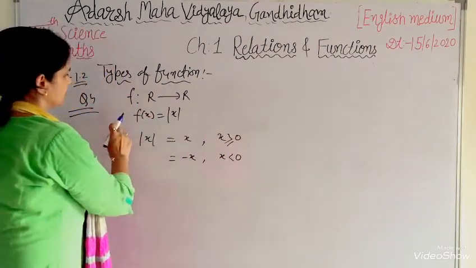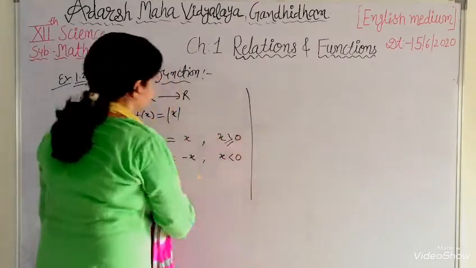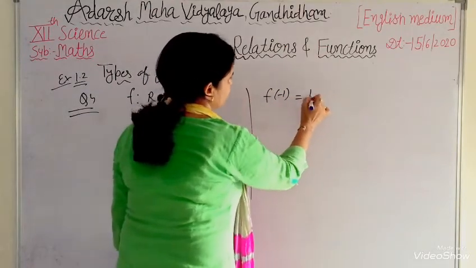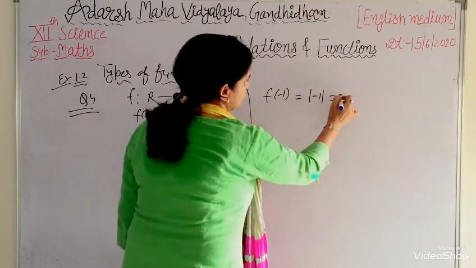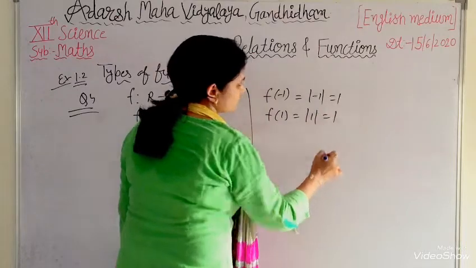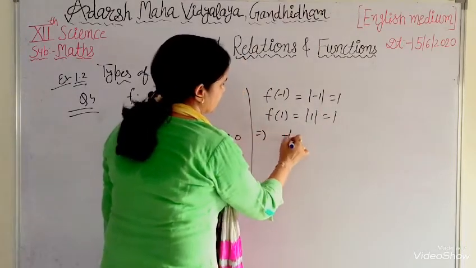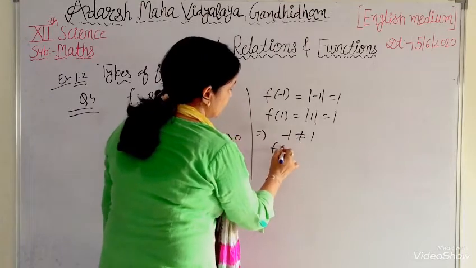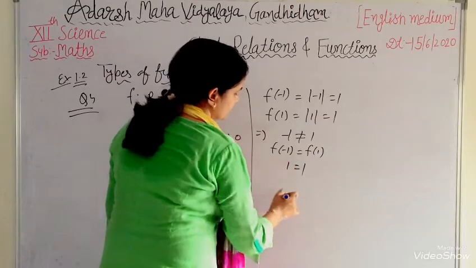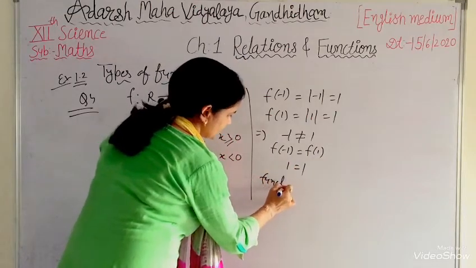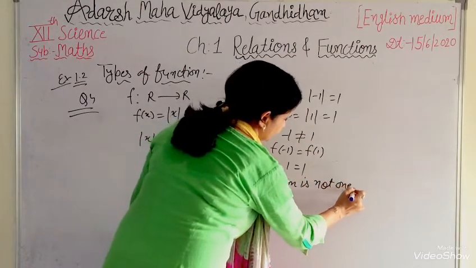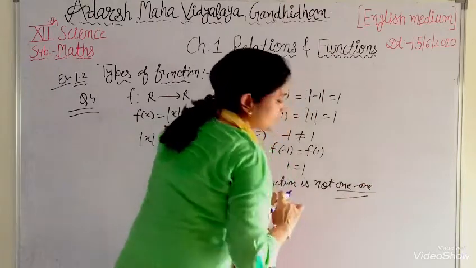Okay, student. So for this type of question, I think everyone knows. Image of minus 1, it means mod of minus 1, is 1 and image of 1 is also 1. So see that minus 1 is not equal to 1, but the images of both are equal. Function is not one-one.